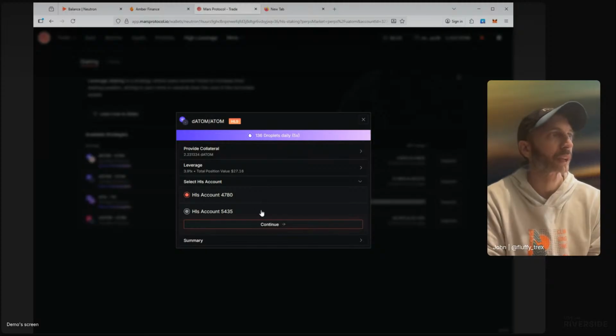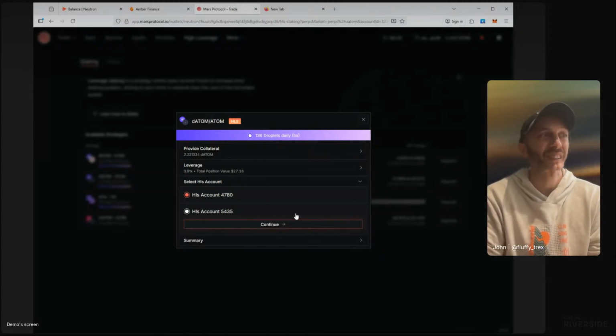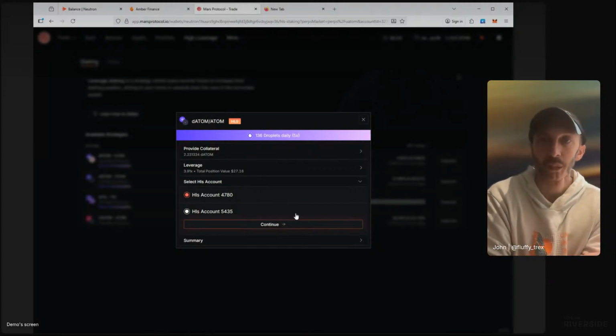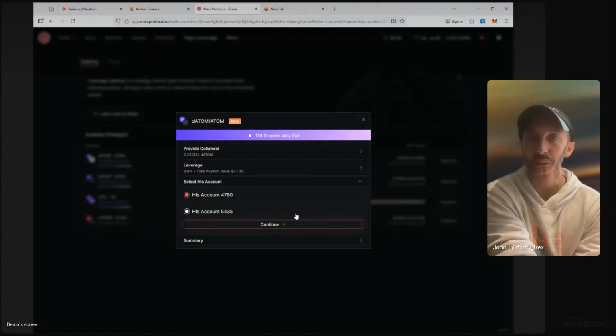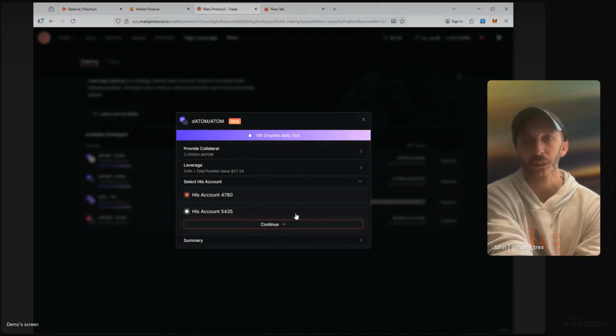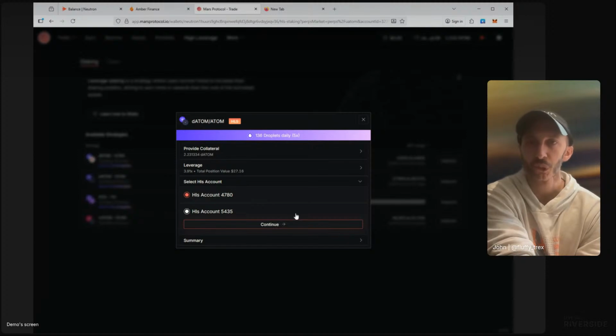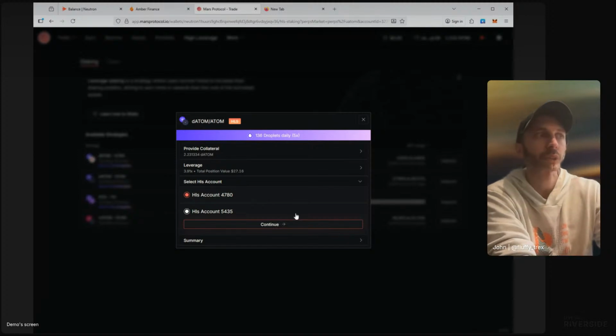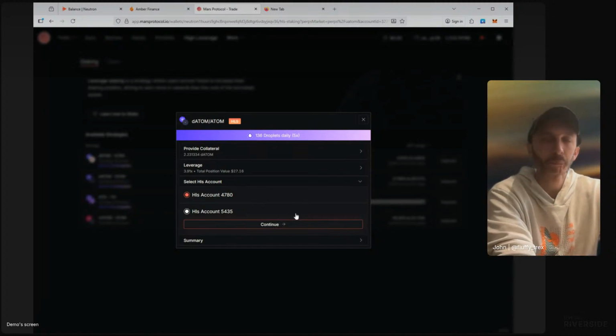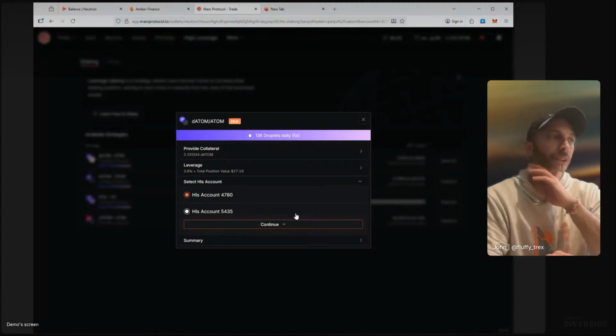You hit continue, and what's going to happen in the background is it's going to borrow a bunch of ATOM, swap that ATOM for more dATOM, and add that to your collateral. So it does the looping for you in the background. All you need to do is deposit the liquid stake token, pick your leverage, and you end up with a position, and then you just sit on that.